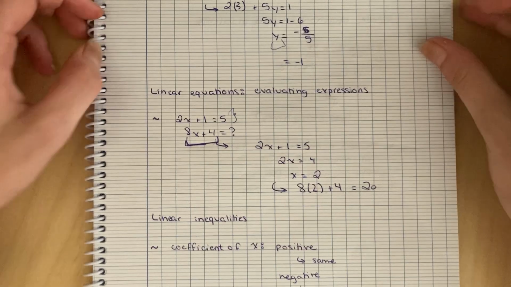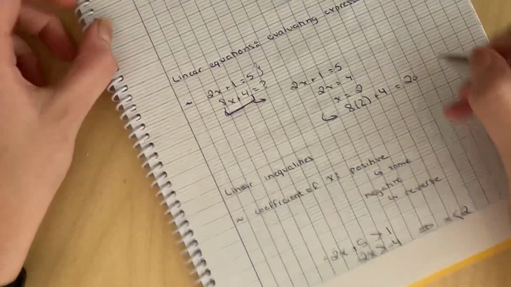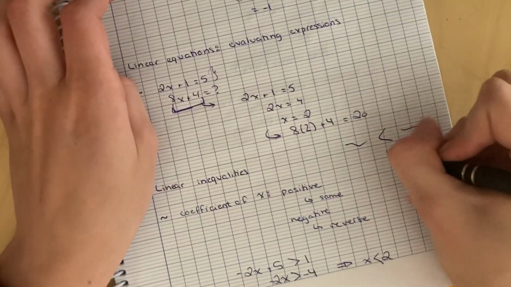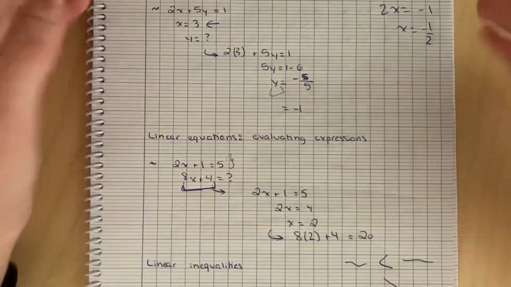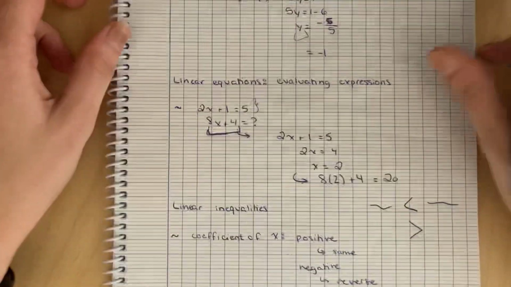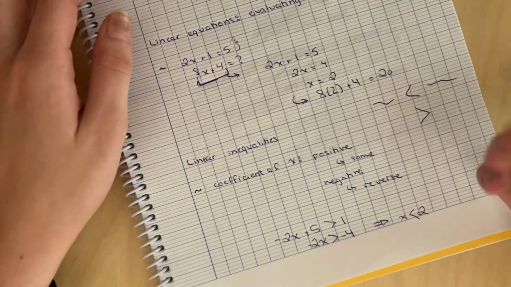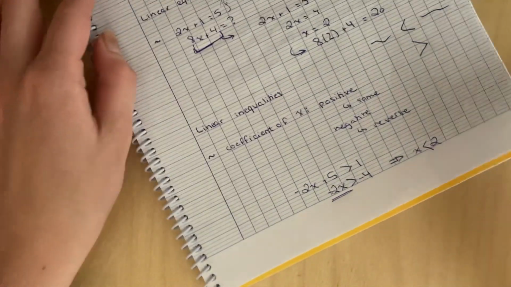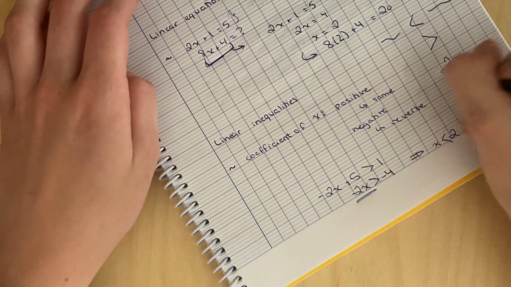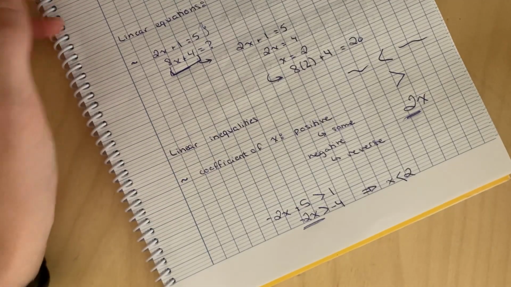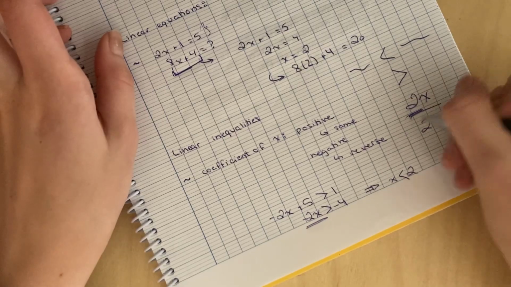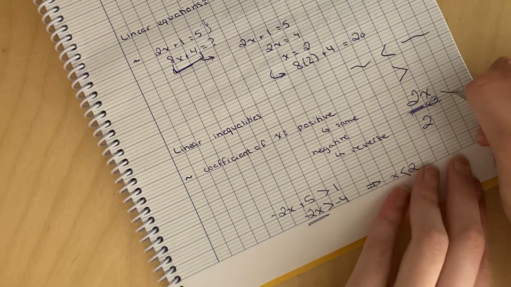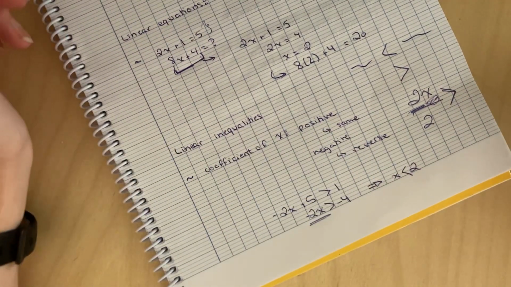Now, linear inequalities, which is when you've got either something is greater than something or something is less than something, are also solved nearly the same way as linear equations, except there's one key difference. If you've got a positive coefficient of x, like 2x, you need to divide by 2 to get the answer of x. Because it's a positive coefficient, the direction of the inequality sign stays the same.